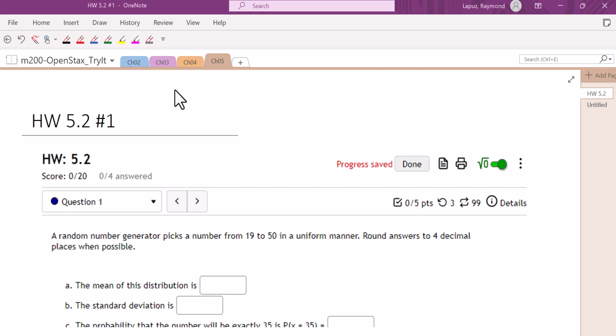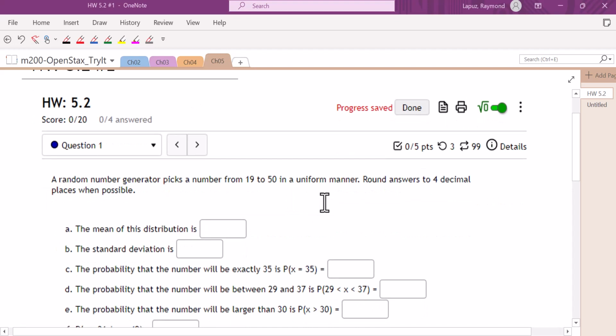In this video, we will do a problem from the homework set. This is from section 5.2, problem number 1. Here we have a random number generator that picks a number from 1 to 50 in a uniform manner. We're assuming this is continuous, so we can also pick numbers between two integers like 19.7 and 48.23, etc. They're asking us questions about this uniform distribution.